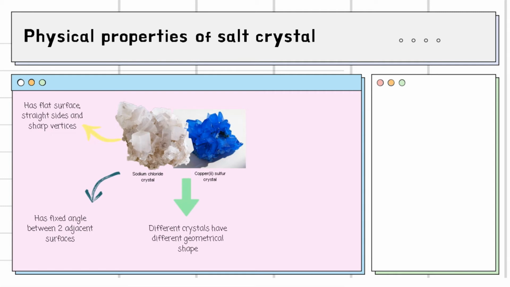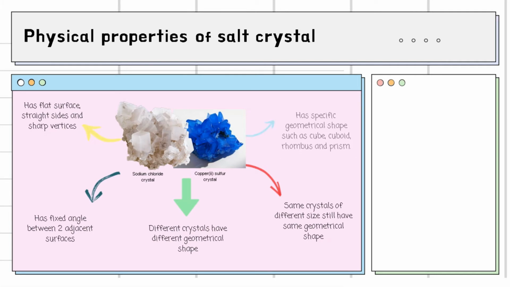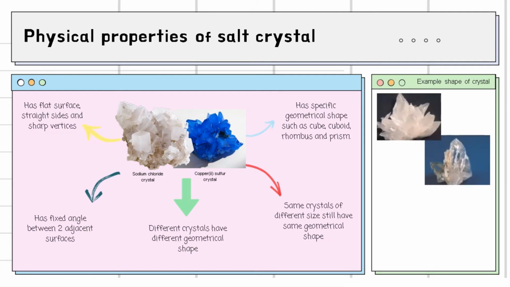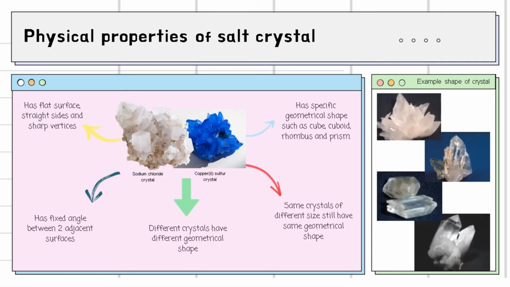Third, different crystals have different geometrical shapes. Fourth, the same crystal of different sizes still has the same geometrical shape. And the last one is it has a specific geometrical shape such as cube, cuboid, rhombus and also prism. So, these are examples of shapes of crystal.